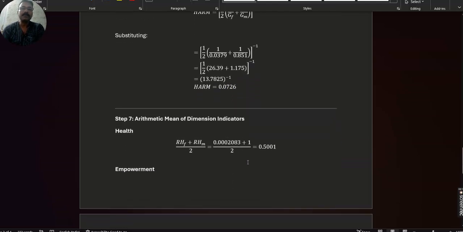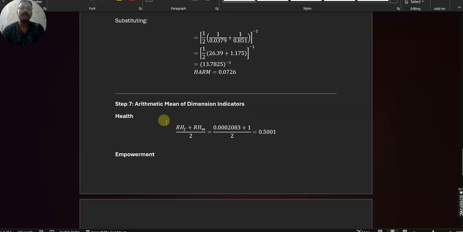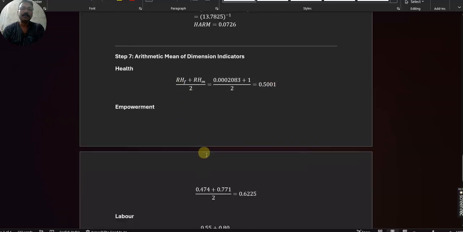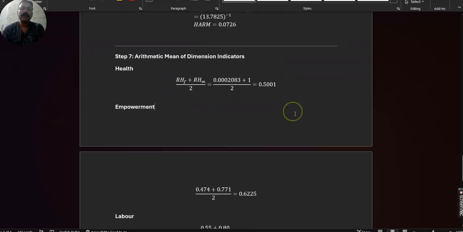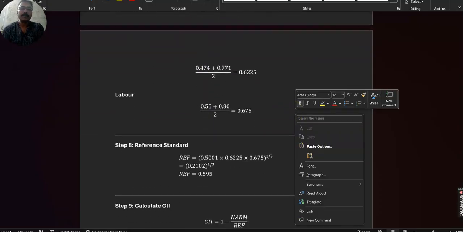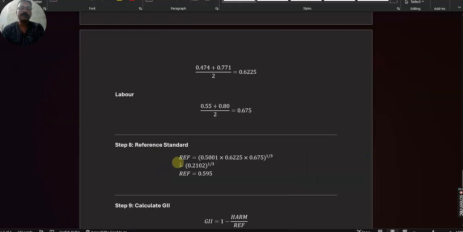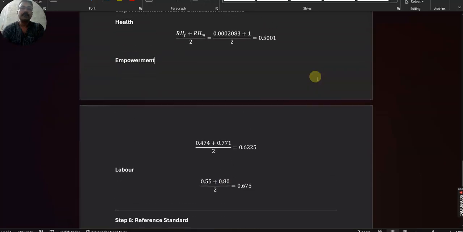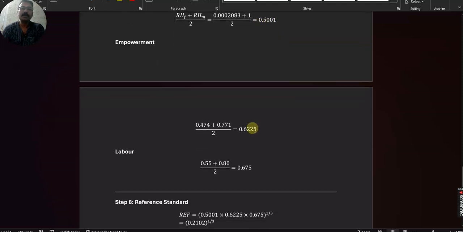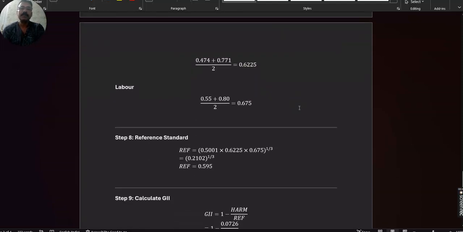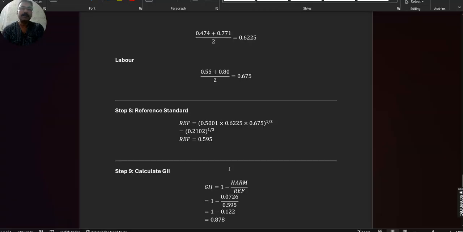Another final step is we have to calculate the arithmetic mean of the dimension indicators, for female and male, for empowerment, and similarly for labor market. So we take the arithmetic mean of the three dimensions. Now we have to calculate the reference standard. The reference standard is the geometric mean of these arithmetic mean values. The three arithmetic means of the three dimensions are 0.5001, 0.6225, 0.675. We take the geometric mean of these three values, and this is the reference standard.